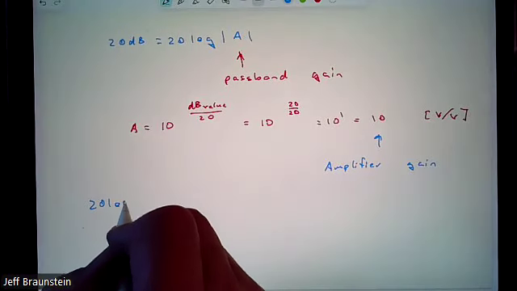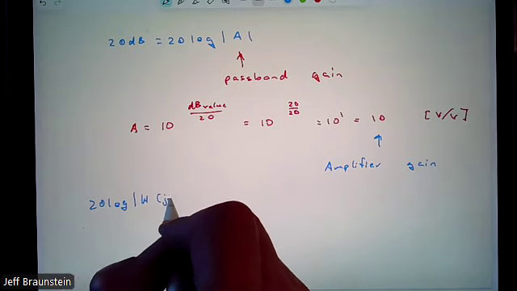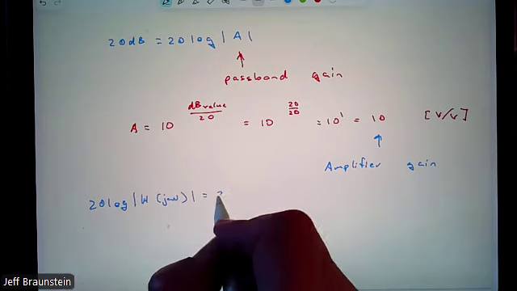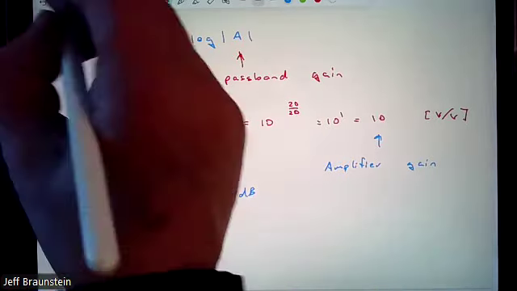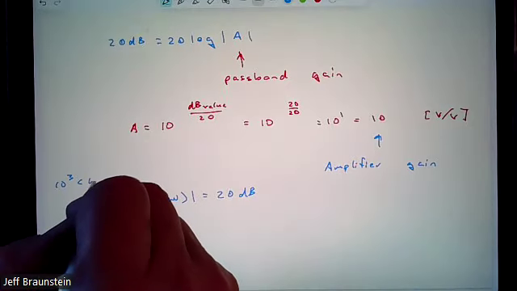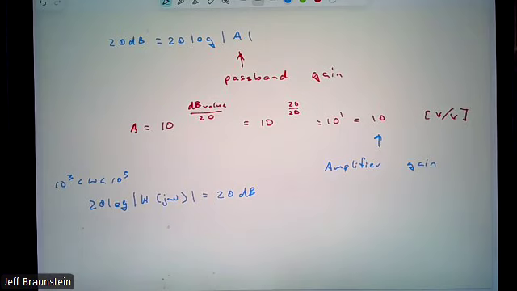20 log magnitude of H(jω) in that range equals 20 dB for 10^3 less than ω less than 10^5. So this is the reverse of what we did when we're plotting our Bode plots. If the transfer function is constant, what do we do in that range? 20 log of that value. Well, now we know that value and we're asking, what's the constant? We're just going the other way. Does that make sense? So going backwards instead of forward.